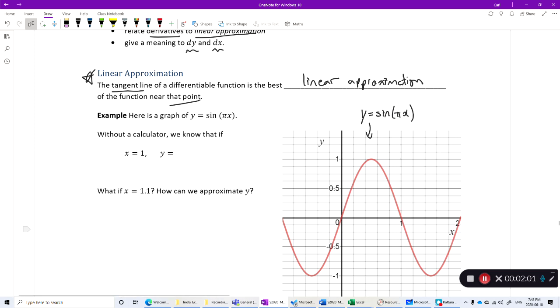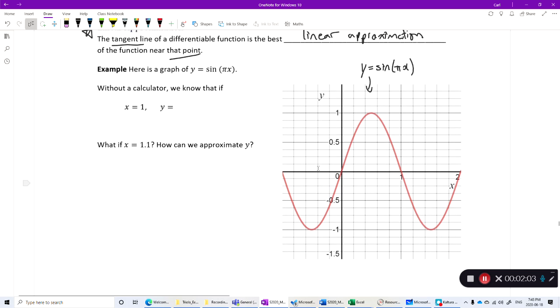Whenever we do linear approximation, you always work with a sort of starting point where you know the exact value. So what I'm saying here is if I let x equal 1, that would be right here, we know exactly what y is, right? y is going to be sine of pi times 1, which is sine of pi, which is 0. That's 0 exactly.